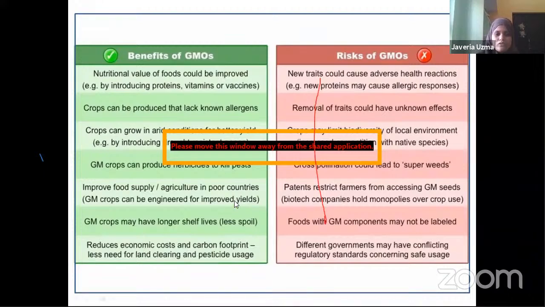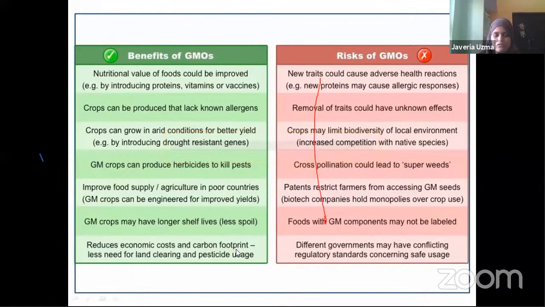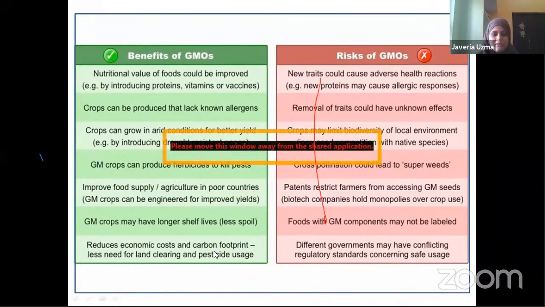You can use foods which give higher yields. Then they have longer shelf lives, so less spoilage and reduced economic cost and carbon footprint. Carbon footprint is mainly responsible for global warming, so when you introduce these GMOs, carbon footprint will be reduced because you use less land and less pesticide. When plants are pest resistant and insect resistant, there will be no need of using pesticides. So you are protecting the earth from global warming.